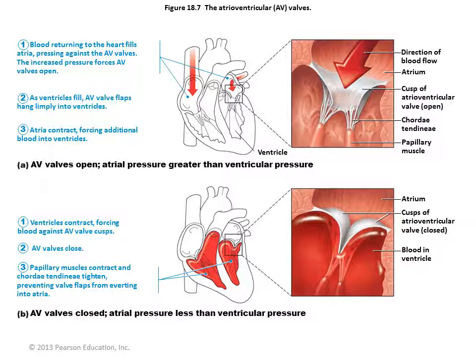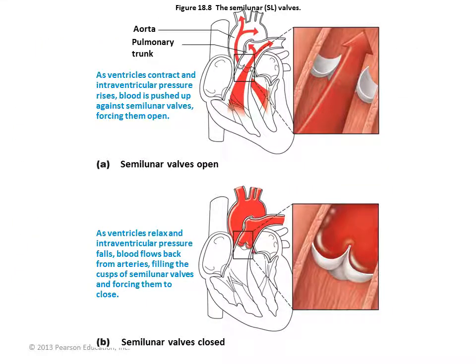Two semilunar valves prevent backflow into ventricles when ventricles relax, and they open and close in response to pressure changes. Aortic semilunar valve and pulmonary semilunar valve are the two types. As blood returns to the atrium, pressure rises to open AV valves and fill the ventricles. As ventricles are filled, that pushes AV valves to close.